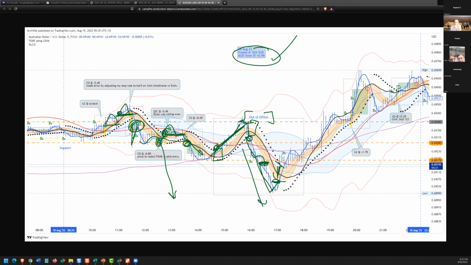This would have been your standard entry on the long side. You would have gotten all of that using the PSAR. But that's really good work. And bringing home the bacon. So nice job. I just saw that one too. That's a good one too.